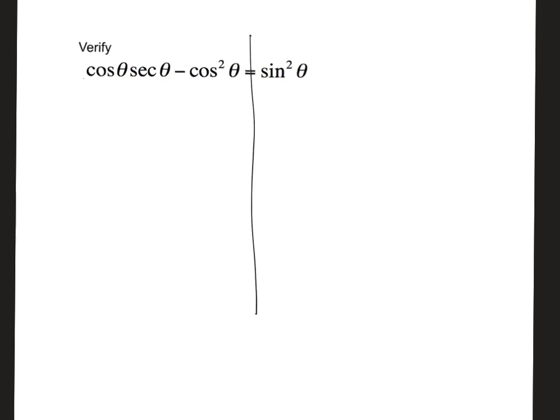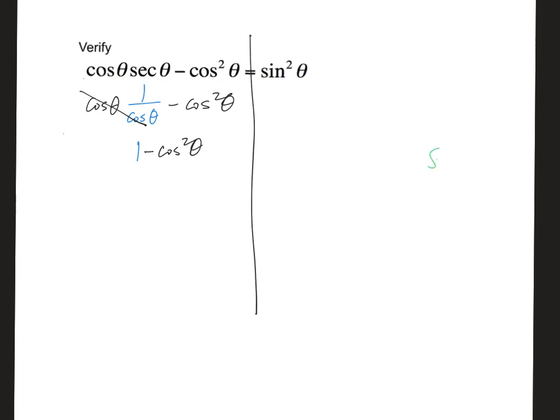Okay, so one of my suggestions was it's sometimes helpful to change things into sines and cosines. So, for example, the secant I could change into 1 over cosine theta. And I'm going to rewrite everything else. And when I change that, now we see, oh, those would cancel. So I would be left with a 1 minus cosine squared theta.